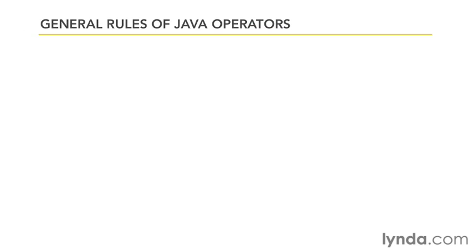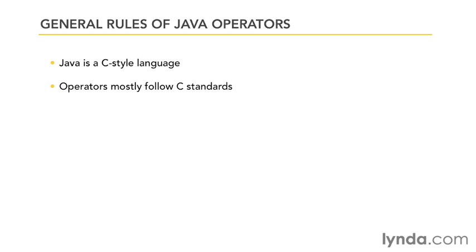Every programming language supports operators, characters or sets of characters that execute particular operations. Java, remember, is a C-style language, and it uses the same set of operators as most such languages. If you already know JavaScript or ActionScript, you'll find that the operators in Java are almost identical.